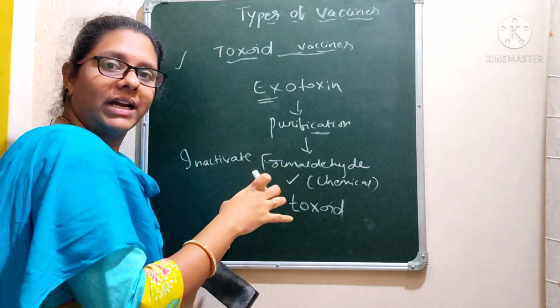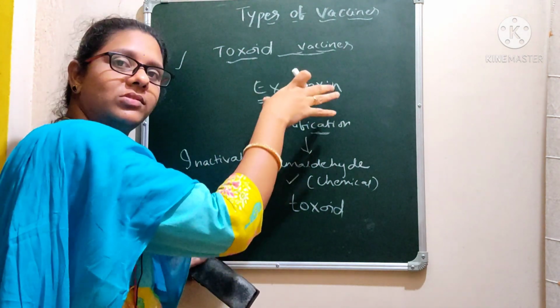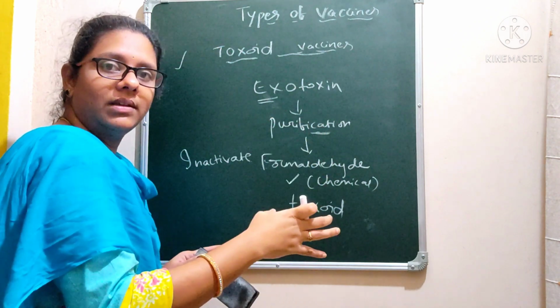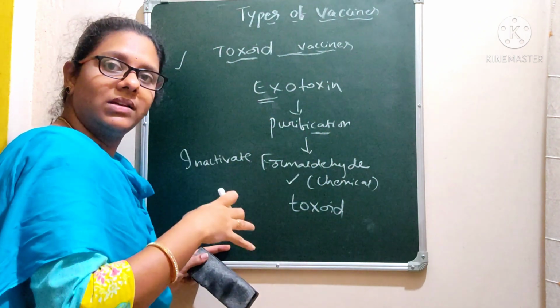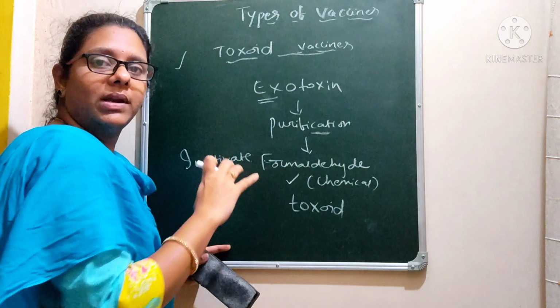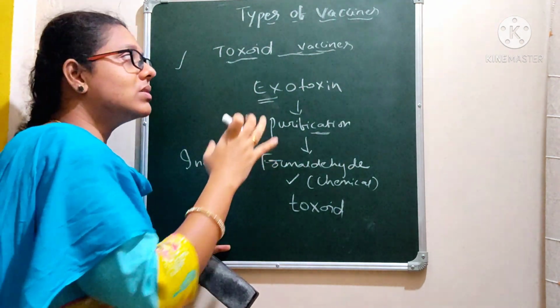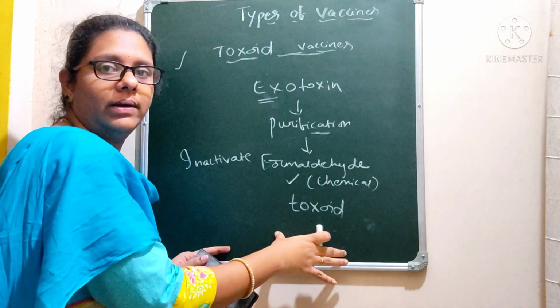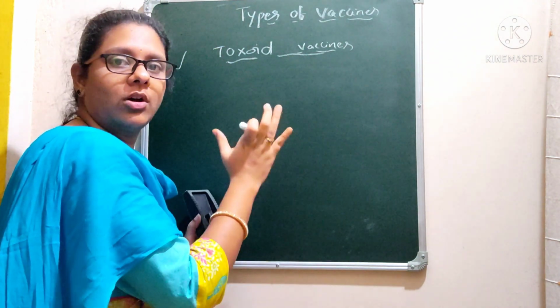If it doesn't inactivate and if we directly introduce this exotoxin, what happens again? It will damage the tissue, causing the infection. But here our intention is to go with the preparation of a vaccine. So in that process, we are going to convert this exotoxin into a toxoid. We are done with the preparation of toxoids.